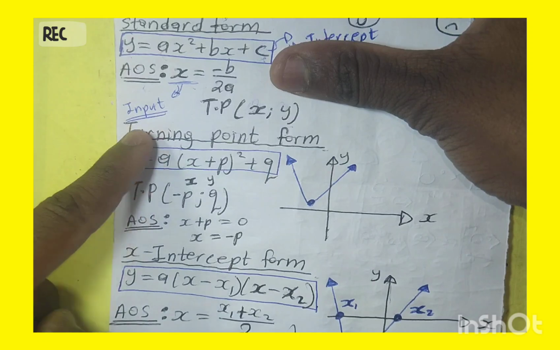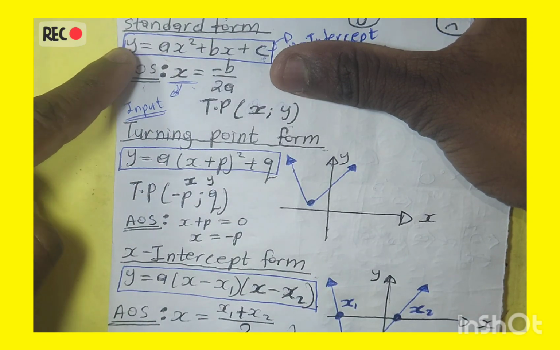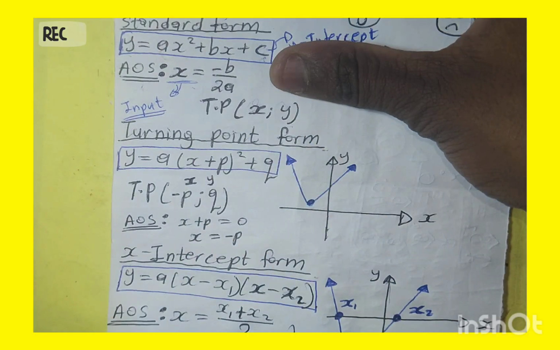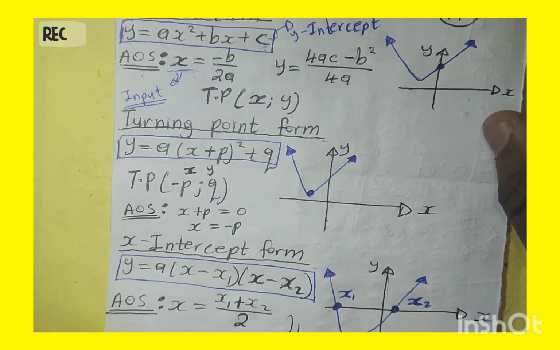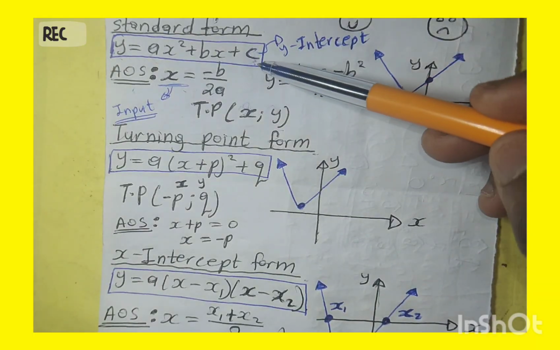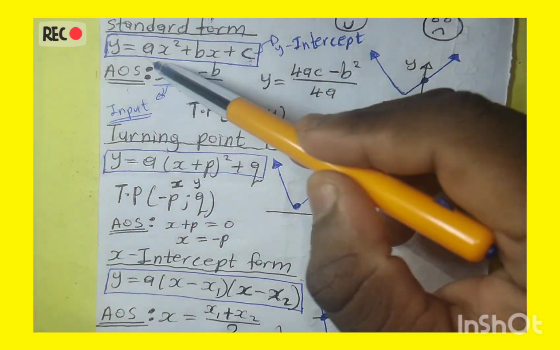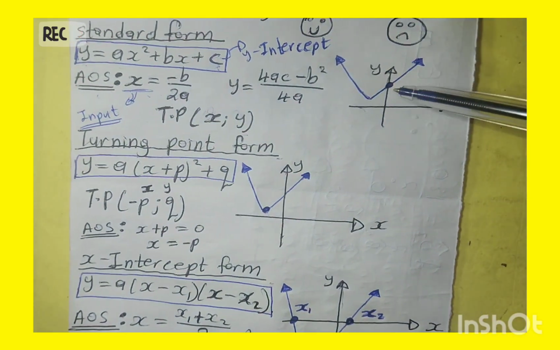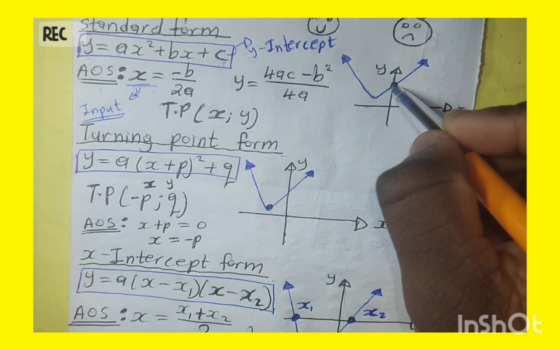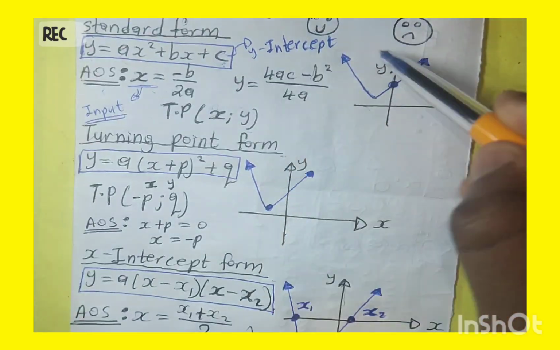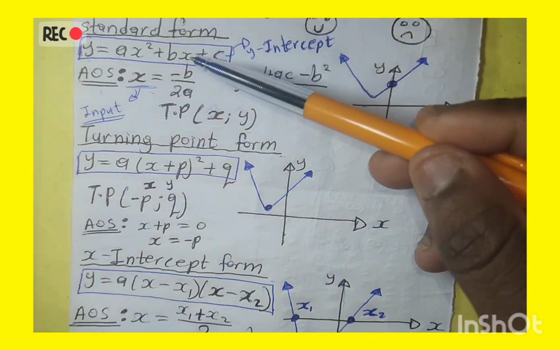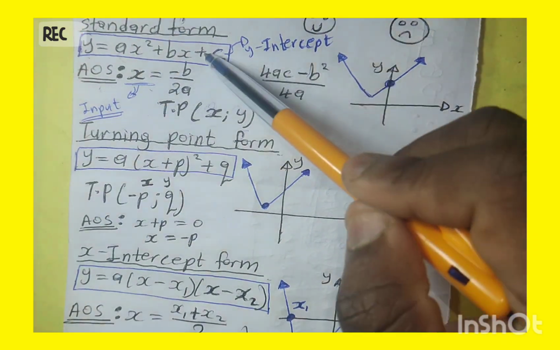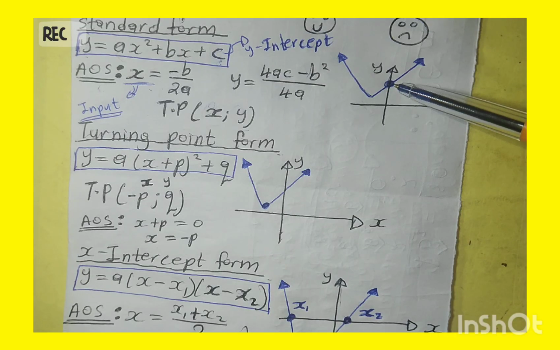If you know your input, you substitute it in that equation so that you will know your output. Then you can identify your turning point there. Do you see? A key thing, guys, that I need you to understand about the standard form equation: we will usually apply it if we have our y-intercept. If we got the y-intercept, we'll be using that equation there.